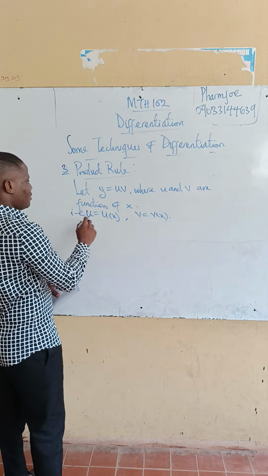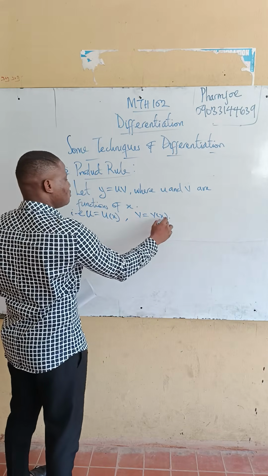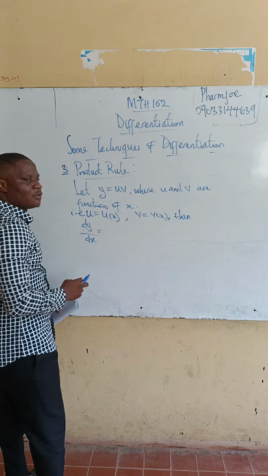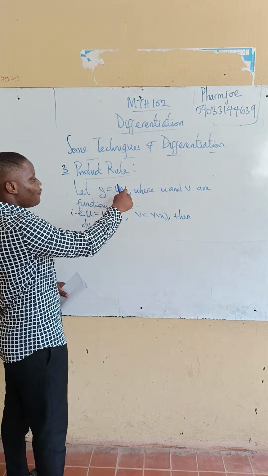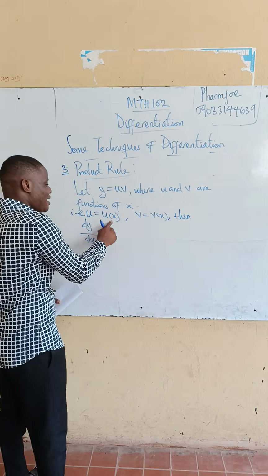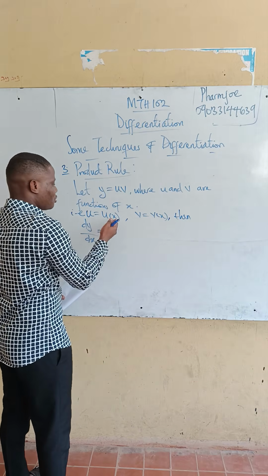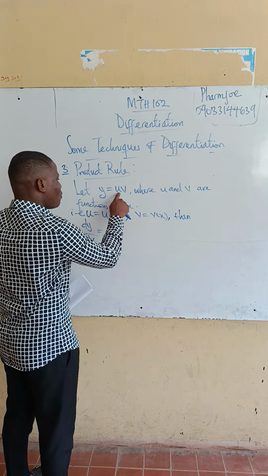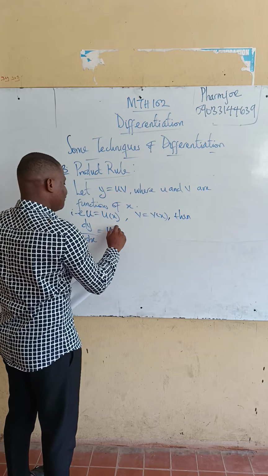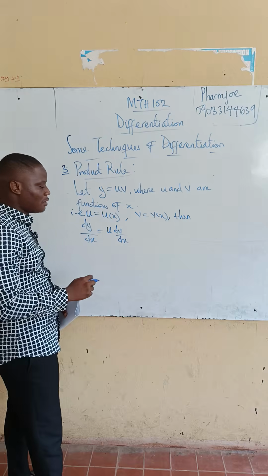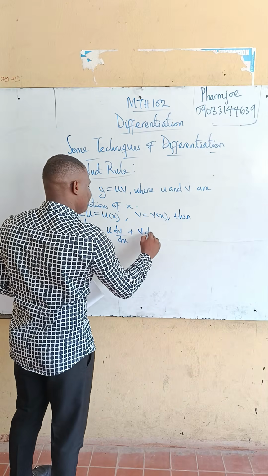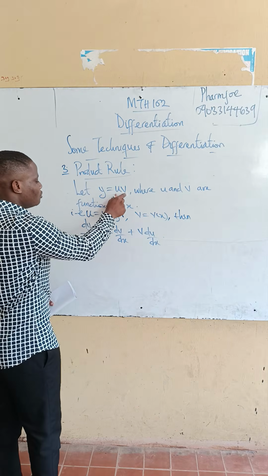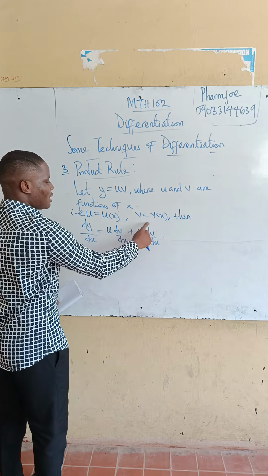So in this case, if I have y equals uv, what will now be my dy dx? Don't forget that y is a function of u and v, but u and v are functions of x. So if I want to find dy dx, I will keep u, differentiate v with respect to x, that's the formula, plus keep v, differentiate u with respect to x. Can you see that? It's beautiful. When you're having the product rule, you keep one, differentiate the other, you keep the other, you differentiate the one.